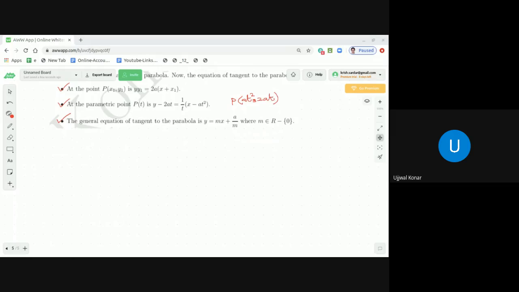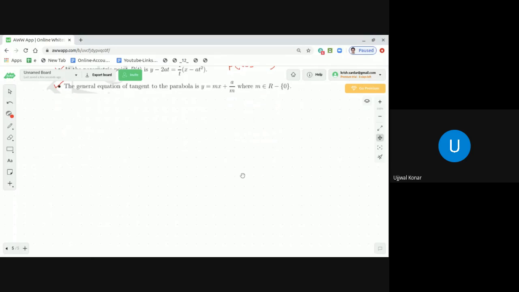Now, in relation to the tangents of the parabola, I would like to mention a few important points. The first one is that, if you remember this information, it will be very useful to solve problems, dear students. So I strongly recommend remembering this as well.